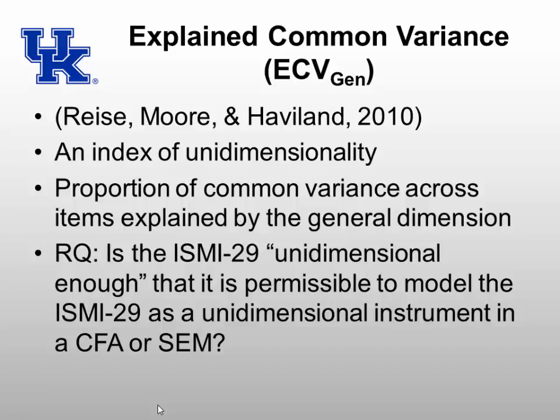Let's start with the general ECB. ECB is explained common variance. This measure is an index of how unidimensional your instrument is: the proportion of common variance across items explained by that general dimension. Why do we care? It allows us to answer this research question for the ISMI 29: is the ISMI 29 unidimensional enough that it's okay to model it as a unidimensional instrument in the context of CFA or SCM? Because people do this all the time without permission. We're going to check out if that's okay to do.